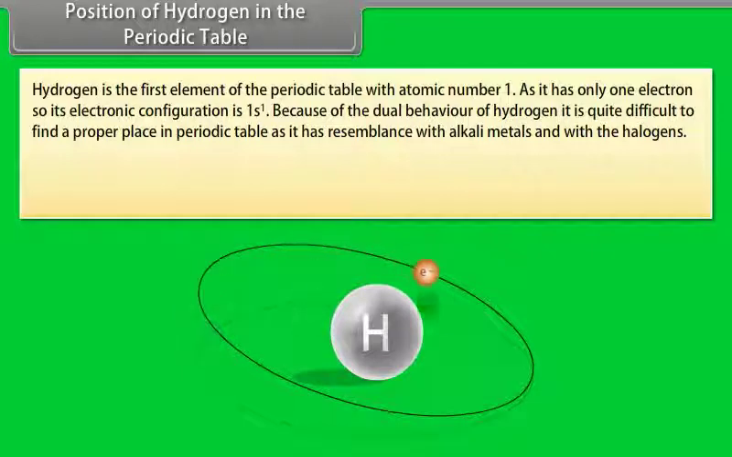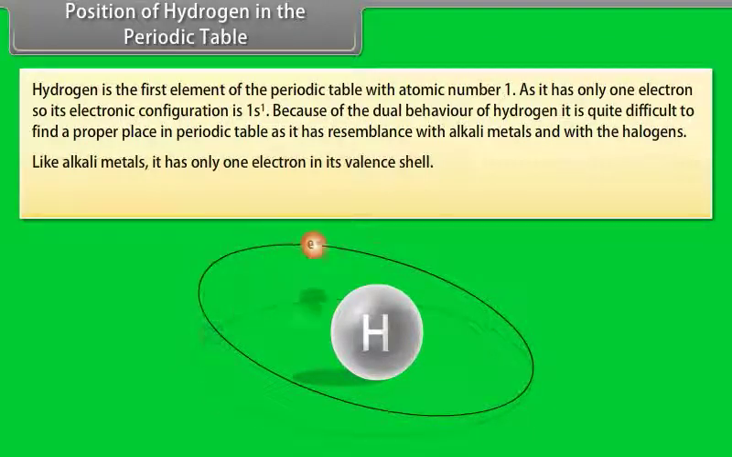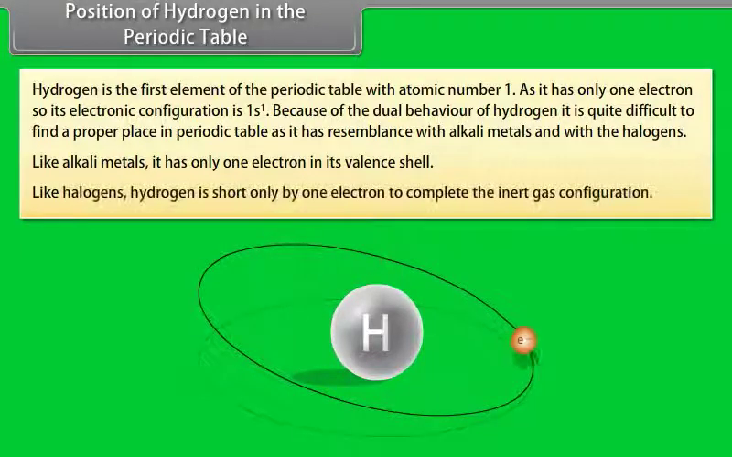Because of the dual behavior of hydrogen, it is quite difficult to find a proper place in the periodic table, as it has resemblance with alkali metals and with the halogens. Like alkali metals, it has only one electron in its valence shell. Like halogens, hydrogen is short only by one electron to complete the inert gas configuration.